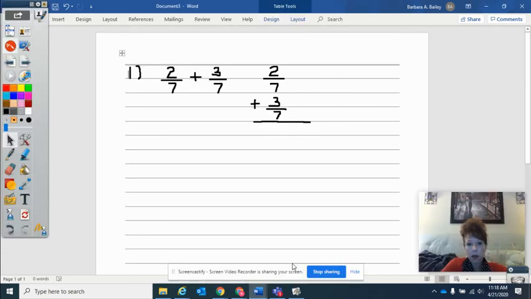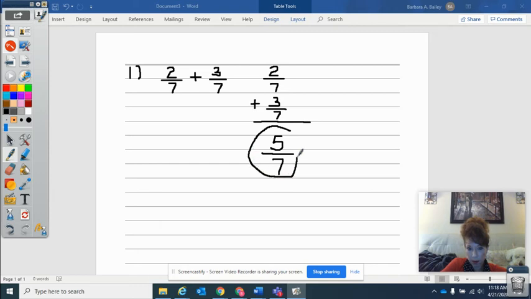Okay. So remember our rule. We only add or subtract the numerator. So I have a 2 in this numerator and a 3. So I'm going to add those. 2 plus 3 is equal to 5. And then my denominator always stays the same. So 5/7. I don't add my 7s. I don't add 7 plus 7. 5/7 is my total.